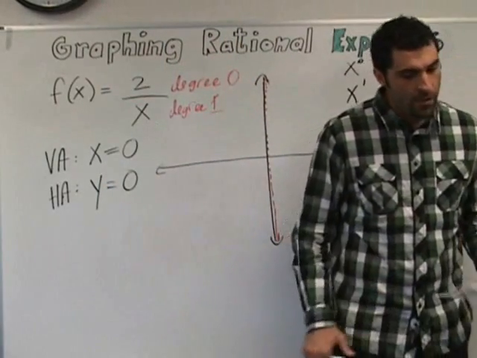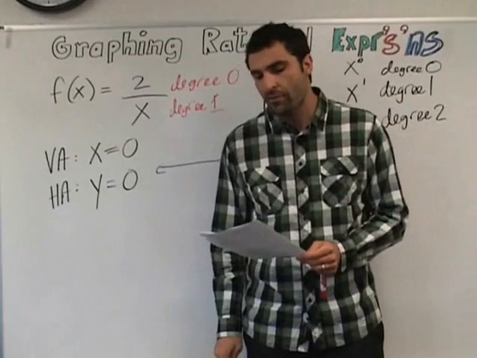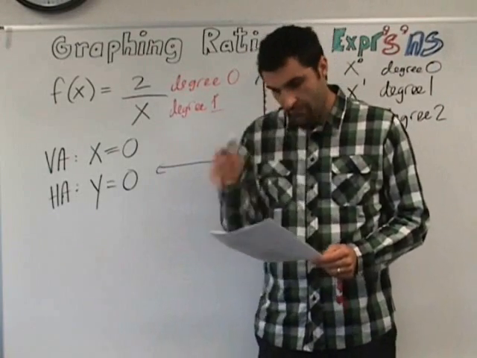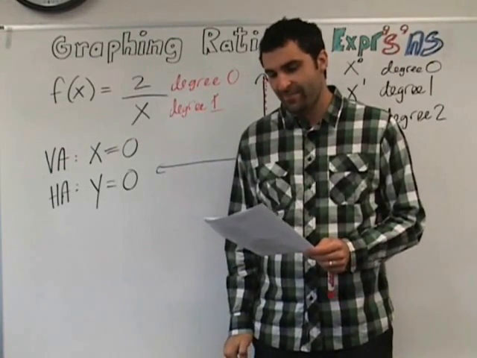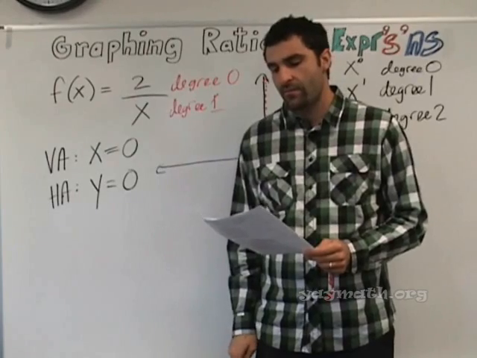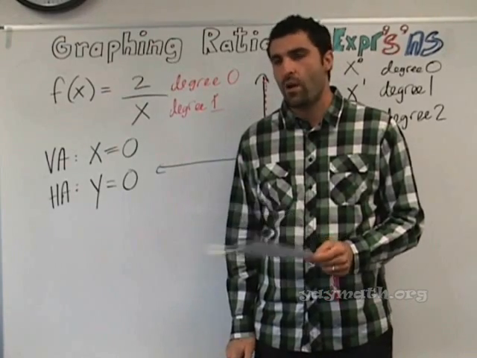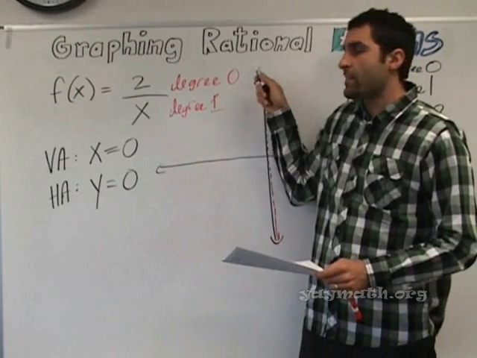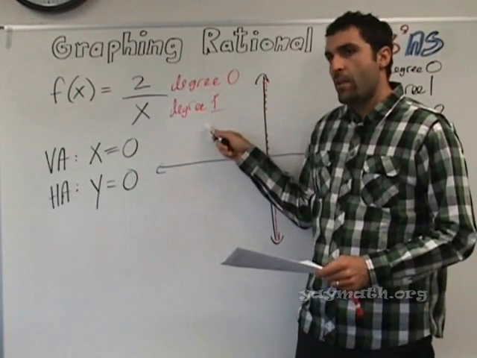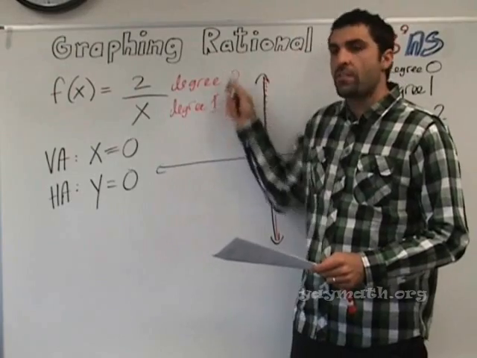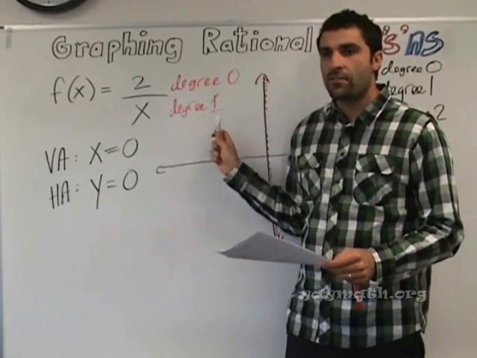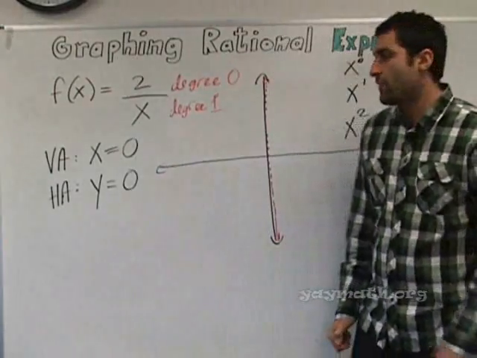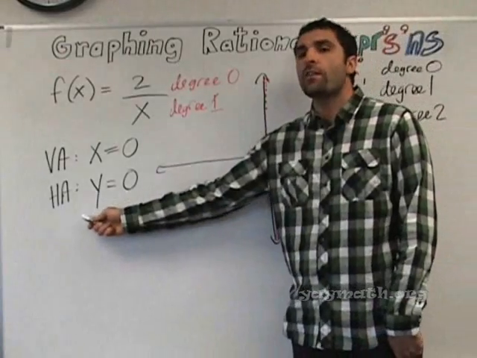Could you read where it says number 1, degree? Degree of the numerator is less than the degree of the denominator. Horizontal asymptote y equals 0. Is the degree of the numerator 0? Yes. Is the degree of the denominator 1? Yes. So is the numerator's degree less than the denominator's? Yes, therefore the horizontal asymptote is y equals 0.